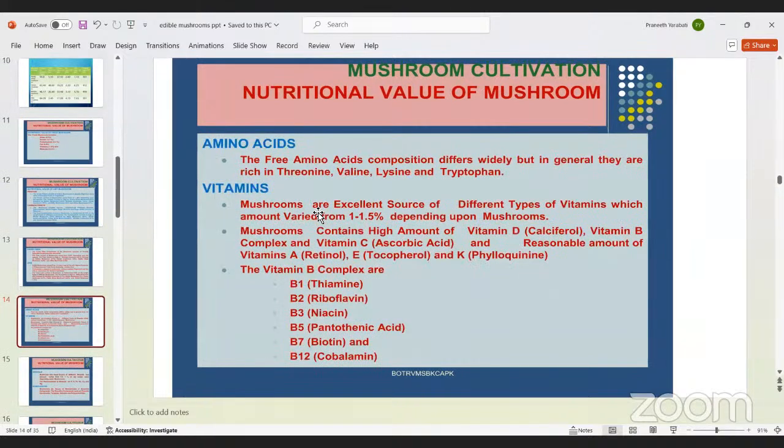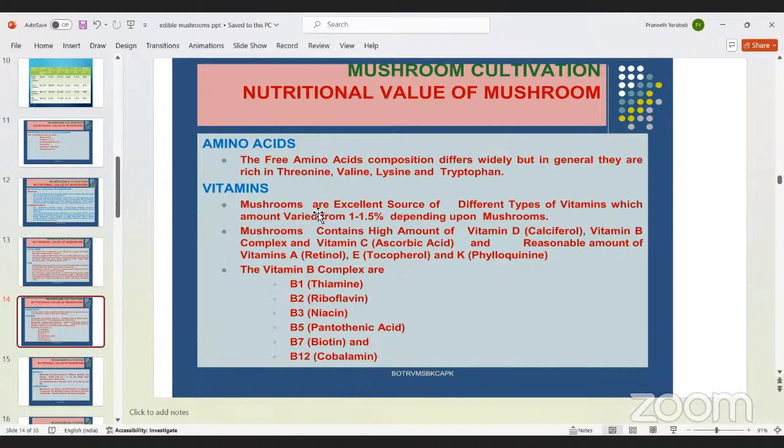Next one is, along with the proteins, carbohydrates, fibers, and lipids, amino acids are also present in the mushroom. The free amino acid composition differs widely, but in general they are rich in threonine, valine, lysine, and tryptophan. So these are the main amino acids present in the mushroom: threonine, valine, lysine, and tryptophan.